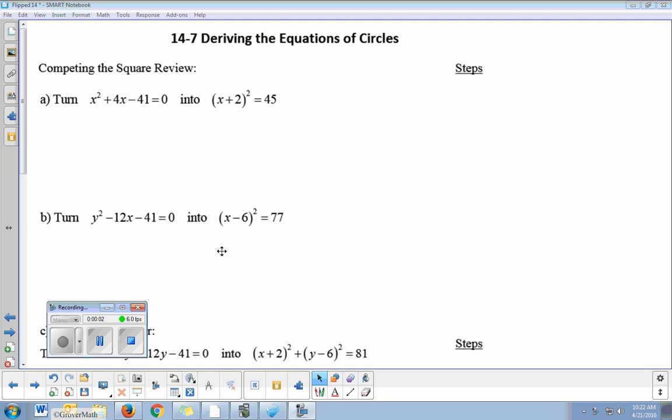Geometry Unit 14, Section 7, Deriving the Equations of Circles.